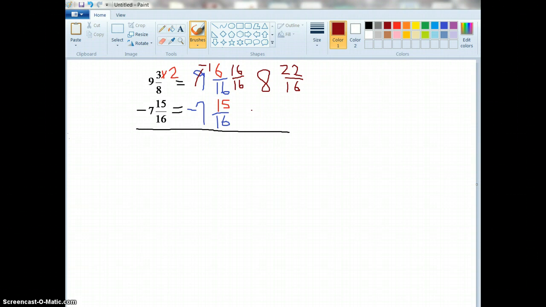Bring over the second mixed number. And now we can subtract. So our final answer is 1 and 7 over 16. Once again, the key step here is that the 1 that you borrowed, you have to rename it and add it to the fraction that is already there.